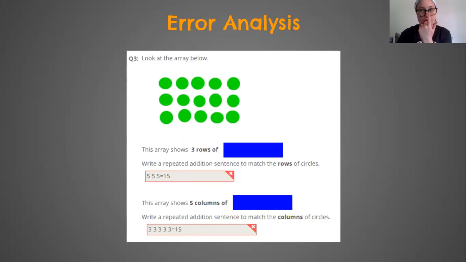When you've got your answer, tap your nose. Yep, there are 5 circles in each row. Good.